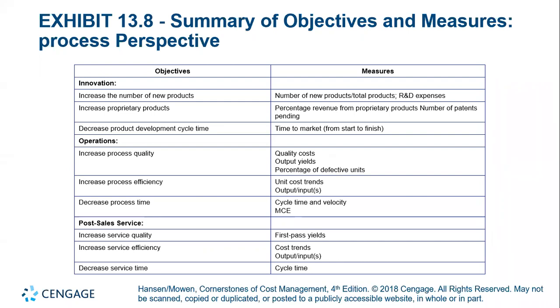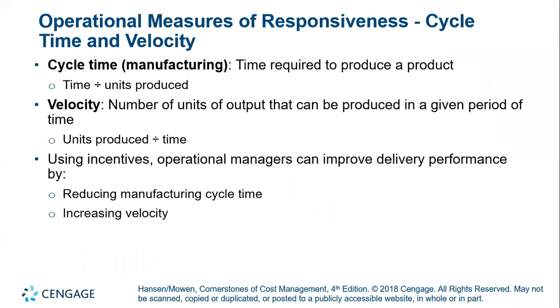Now, for post-sales service, increase service quality. The measure is first pass yields. Increase service efficiency. The measure is cost trends and output and inputs. Decrease service time. The measures are cycle time. Now we have the operational measures of responsiveness, cycle time, and velocity. These terms are very important.